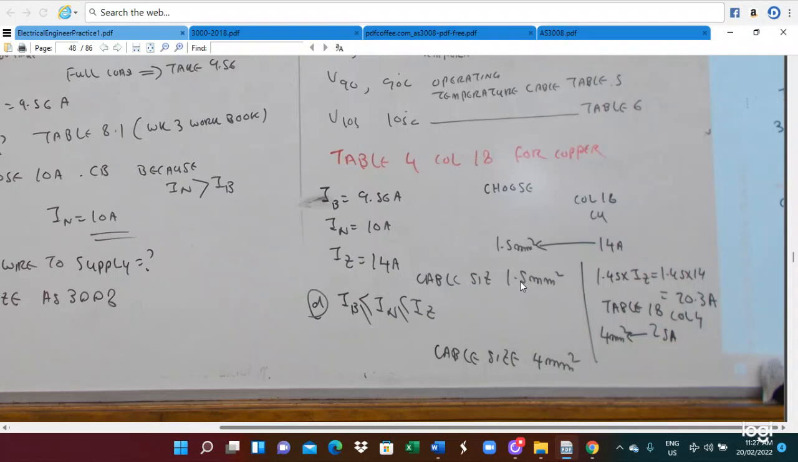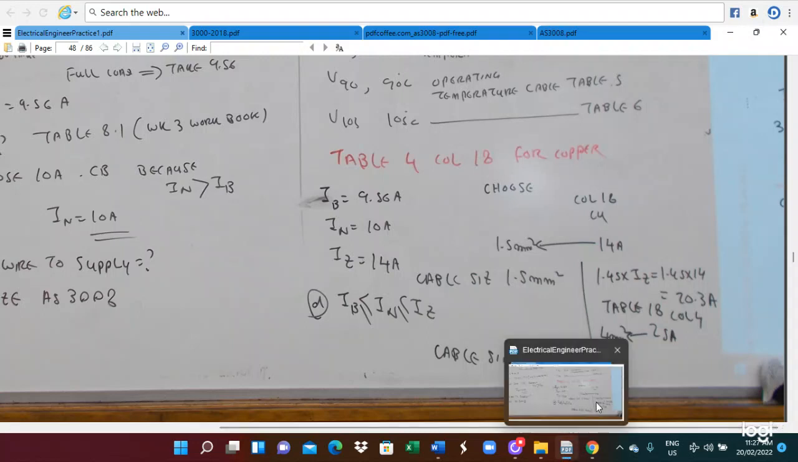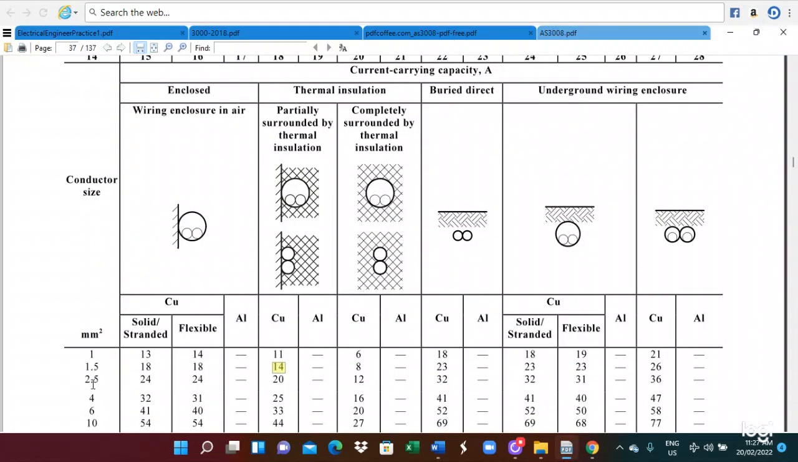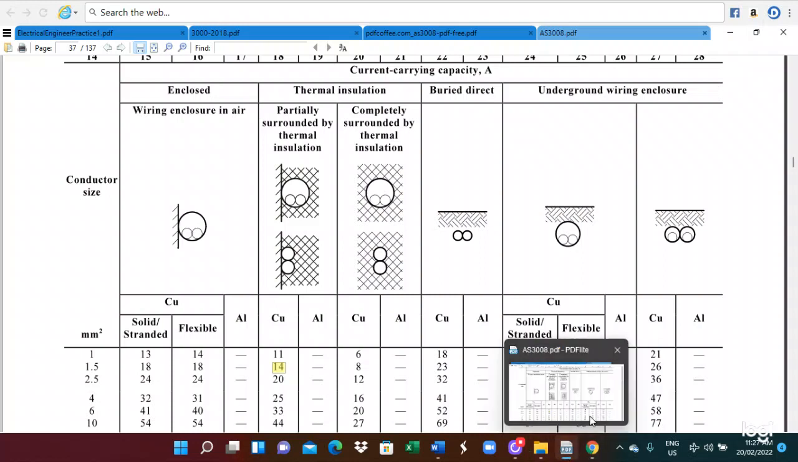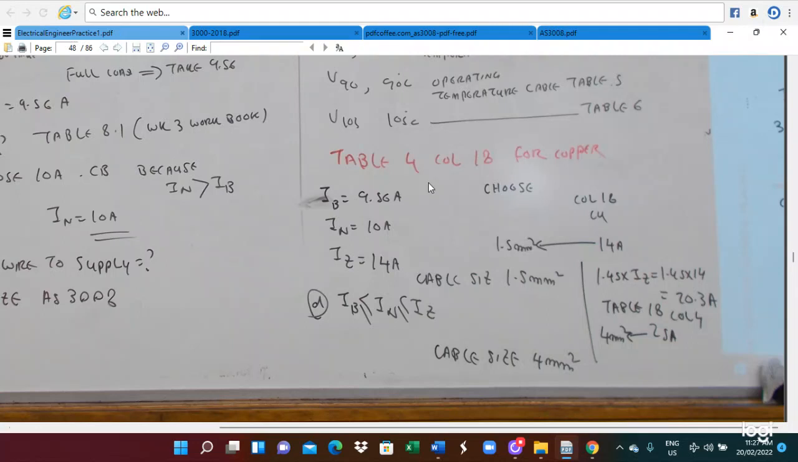Appropriate derating factor means we can utilize a 4 millimeter square cable. One step size greater, so after 1.5 we get the 4 millimeter square we calculated. Because of this, we also have to multiply IZ by 1.45. IZ is 14 amperes, multiplied by 1.45, we got 20.3 amperes. So therefore the second condition is this condition.